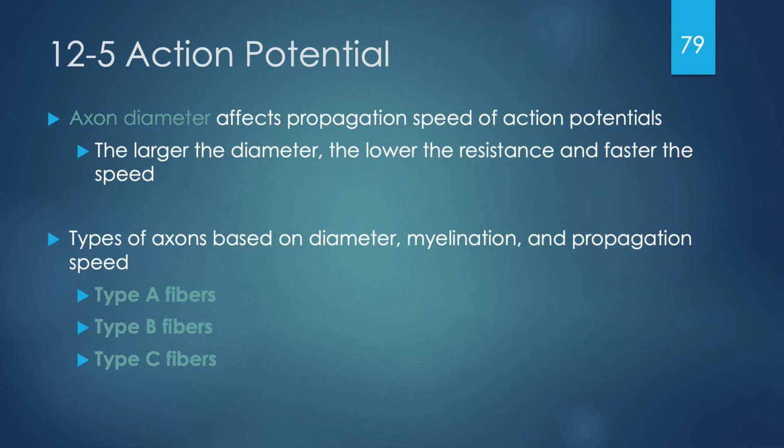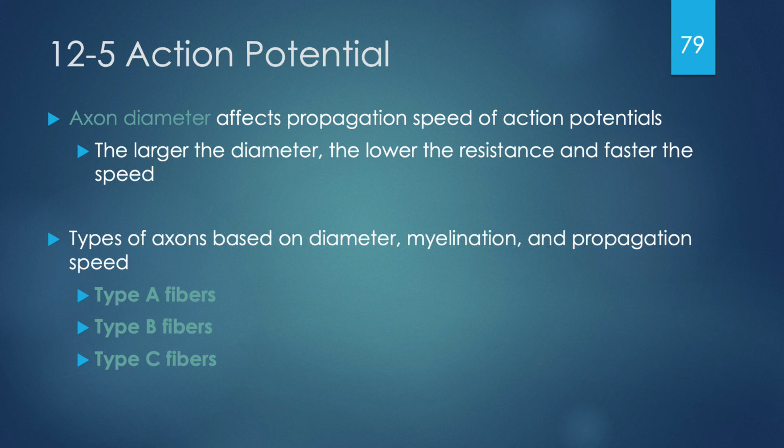The diameter of the axon is going to be what affects the propagation speed of action potentials. So the big rule of thumb here is the larger the diameter, the lower the resistance, and the faster the speed. So if you want to conduct a really strong electrical current, you would use a big wire, not a little tiny wire, right? That's the general idea here.